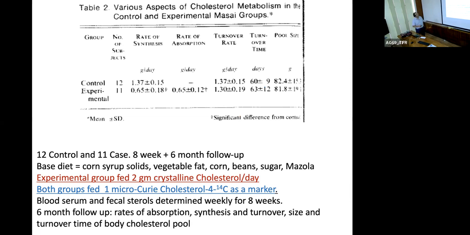They found that, so this is the control group and this is the experimental group. The rate of synthesis from the liver for the control group was this much. For the experimental group it was half of that. The rate of absorption for the control group was zero because they never got any cholesterol from the diet. But the rate of absorption for the experimental group was exactly what would balance what they were not synthesizing. And the total cholesterol was the same. Which means that they have some sensory mechanism to sense dietary cholesterol and stop producing cholesterol, which we don't have.